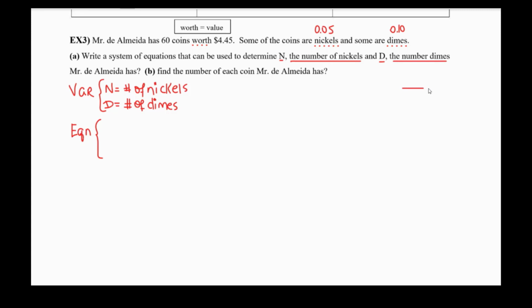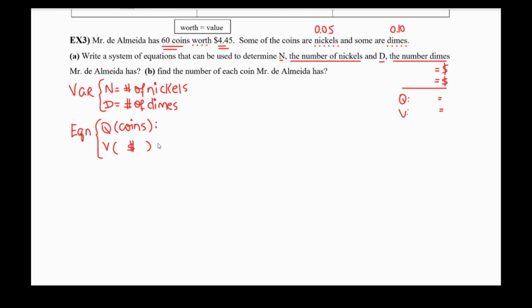Then we need to decide, is this going to be a total money equals total money equation? Or is it going to be a quantity versus value equation, where one equation equals quantity and the other equation equals the total amount of money? If we notice here, we have 60 coins worth $4.45. So that means we're going to have a quantity versus value problem, where the quantity is the number of coins and the value is our money, or how much it's worth.